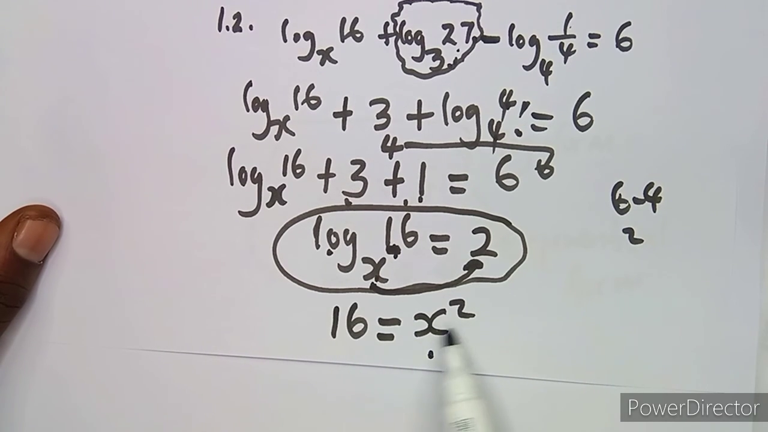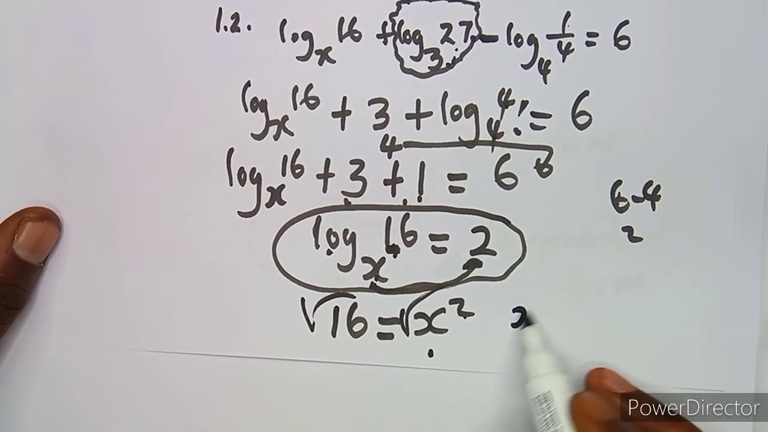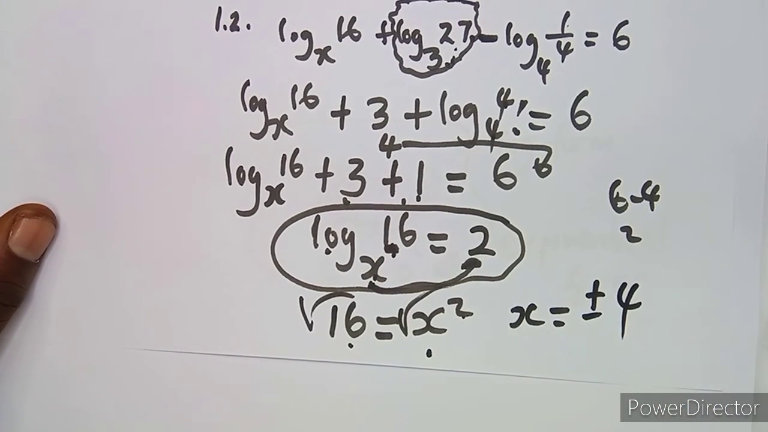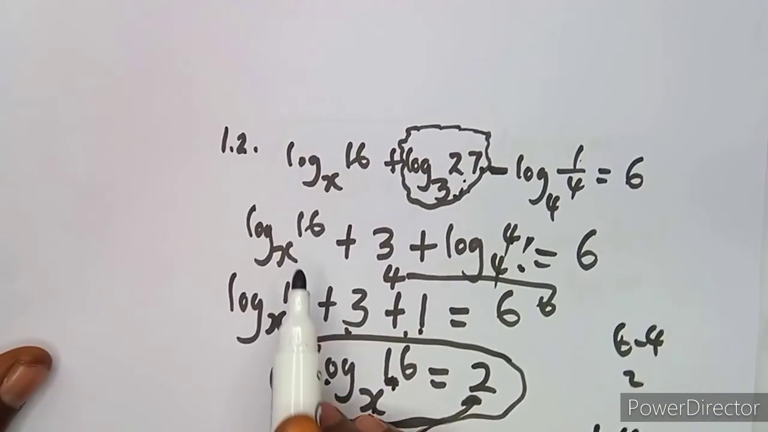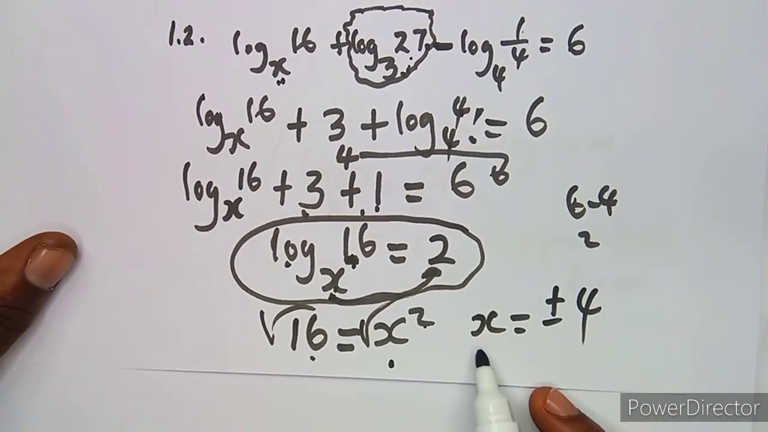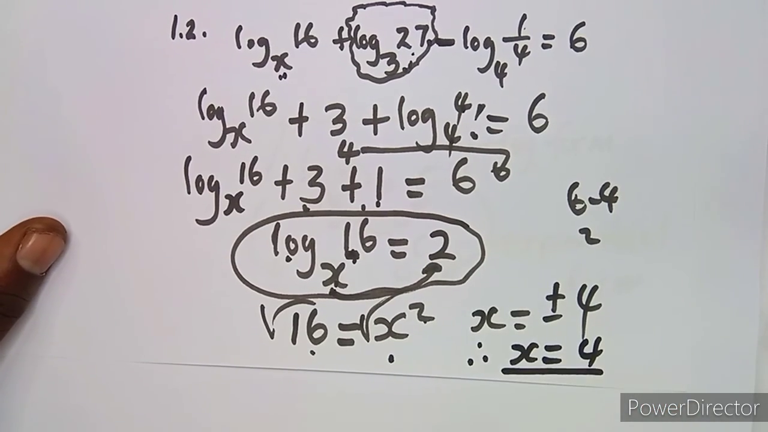Okay, so how can I find x? I have two options. I can introduce square root because there's a squared. So square root x is going to be square root of 16, which is plus or minus 4. But I'm talking of x, guys, which is a base here. So this x can never be a negative. So therefore x is equal to what? 4. So that is the idea there.